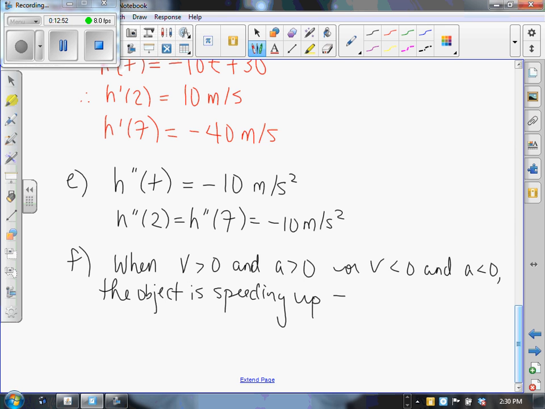What this implies is that the product of A and V in terms of their sign will always be positive. So that directly relates back to speeding up. And then the opposite is true, that when AV is less than 0, it's slowing down.